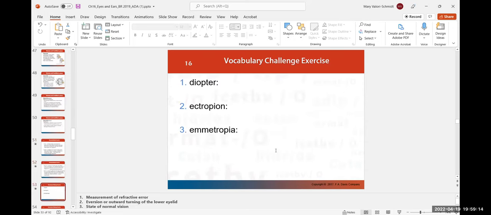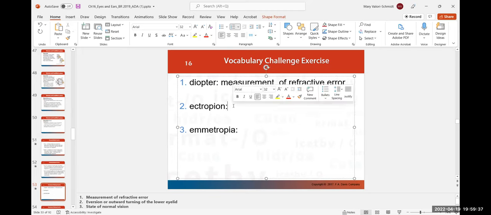And let's see where we are. So measurement of the refractive error. So that's when you go to the eye doctor and they measure to see how bad is your vision. Is it 20/40, 20/60, 20/80? In other words, how much can you see on that pretty chart, that Snellen chart from 20 feet away? So measurement of refractive error.